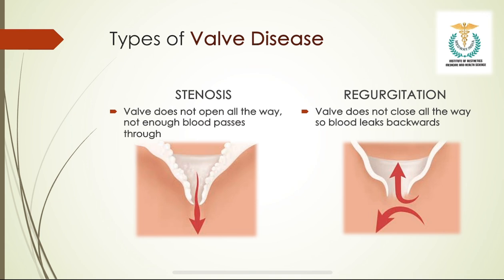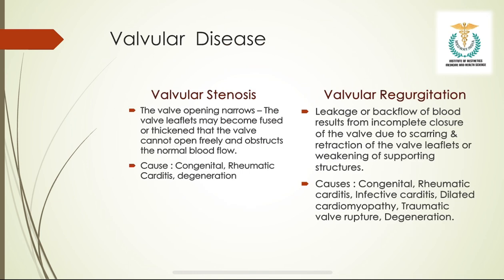So in stenosis, because there is no full opening in the valve, enough blood will not be able to pass through. And in regurgitation, the valve does not close, so while blood is passing, the blood may leak backwards too. So this is stenosis and regurgitation.